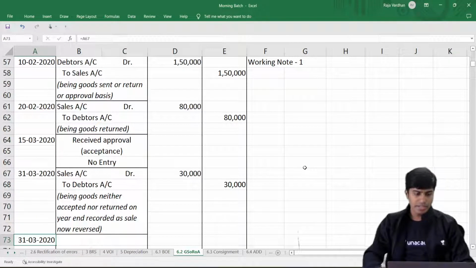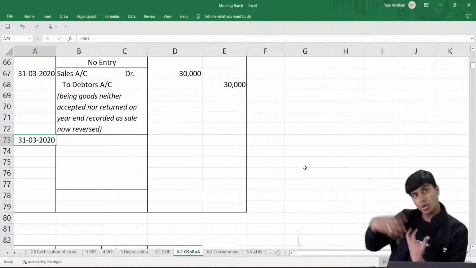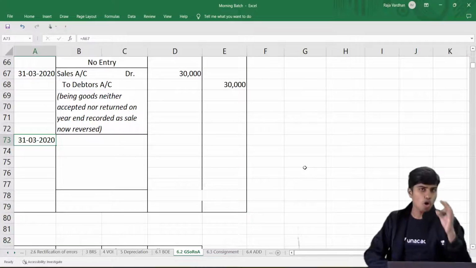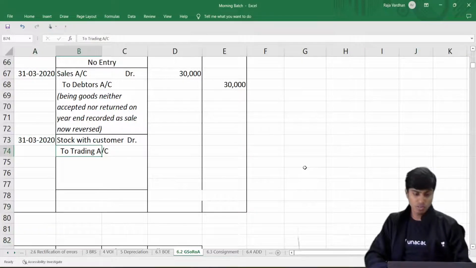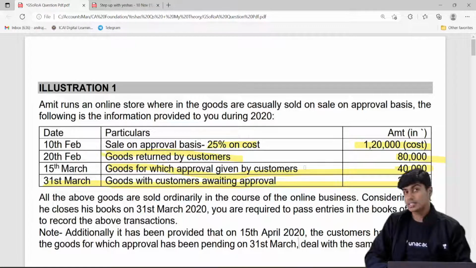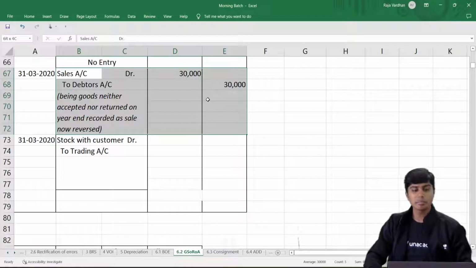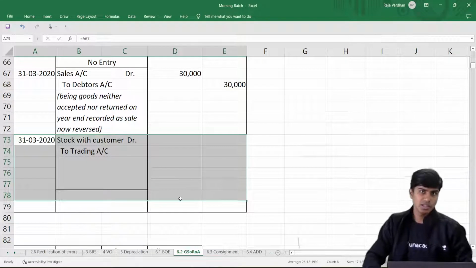And on the same date, 31st of March 2020, we are going to bring those stock into our books, for which I need to write the entry: stock with customer account debit to trading account. For this, the amount is not 30,000. The reason is this 30,000 here is selling price. At 30,000 selling price, we reverse the sales entry, but when we try to record it into our stock, we need to do it at cost price. How do we do it?